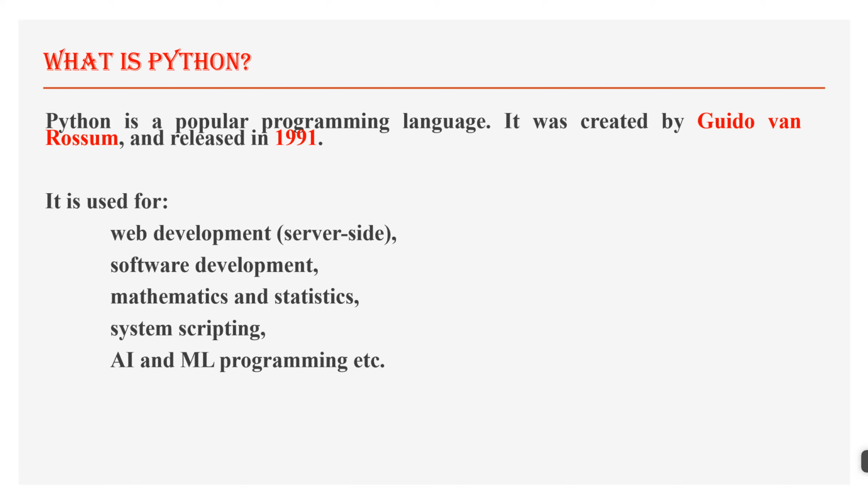Python programming language can be used for solving various complicated mathematical problems and statistical problems. It can also be used for system scripting. It's one of the very important languages for artificial intelligence and machine learning programming. So, it's a widely applied programming language. That's the reason why Python is becoming so popular day by day due to all these applications.